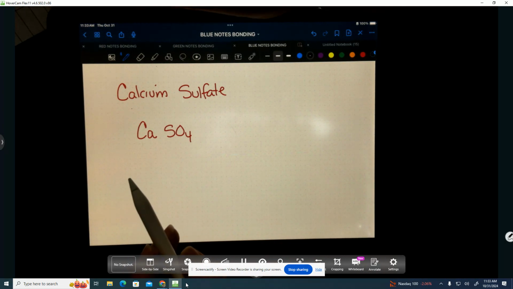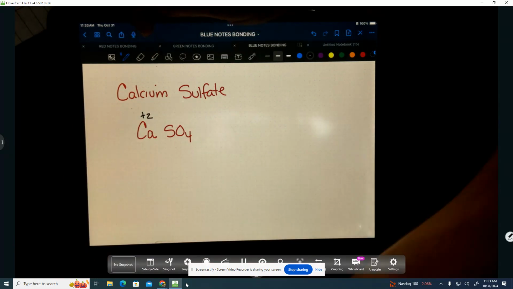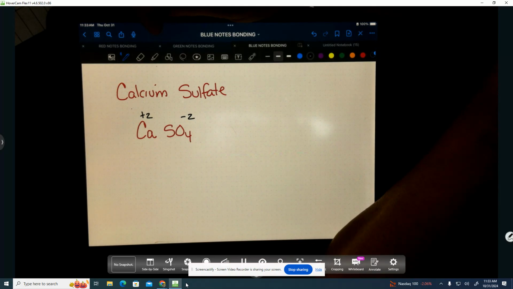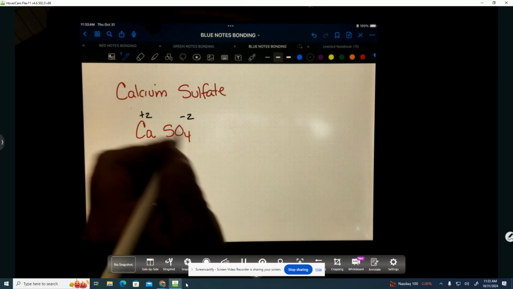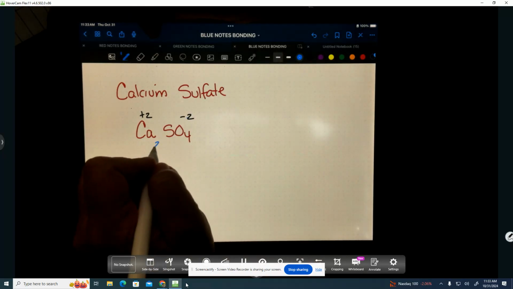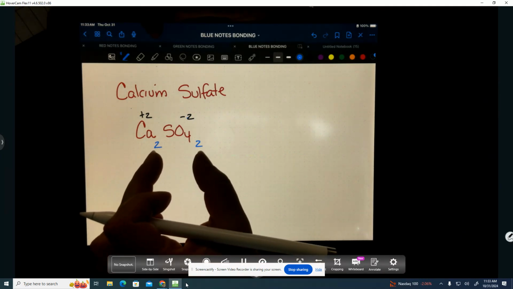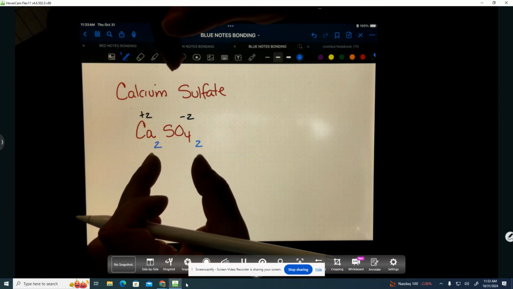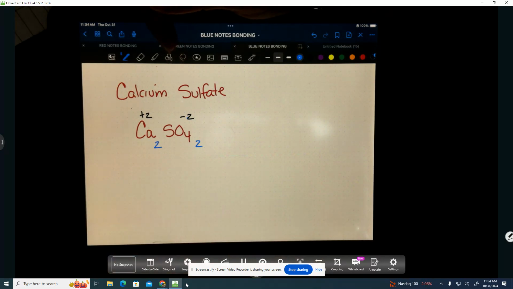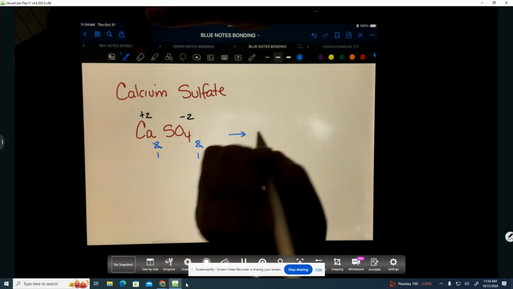Now you have to write in your charges, because the cation has a +2 charge, and the sulfate has a -2 charge. We're going to bring those charges down by crossing them. That's the crisscross method. So I'll write them in blue. This 2 comes down here. This 2 comes down here. The subscripts that you put on the bottom need to be reduced to lowest whole number ratio. And so 2 and 2 are going to reduce to 1 and 1.